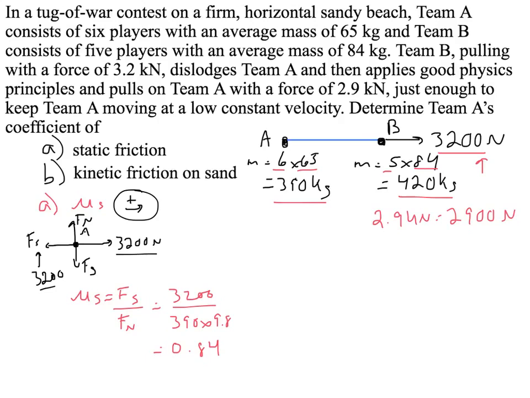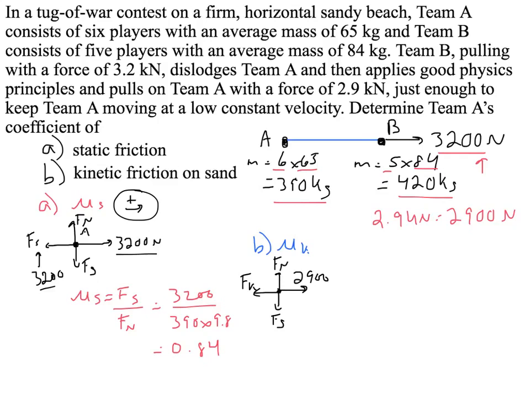Now in B it says kinetic friction. I'll draw B right here. So now we're looking for mu k. Now we can redraw our free body diagram. Everything's going to be the same, except we are now going to have a force of 2,900 newtons going that way. We're going to have kinetic friction going that way, same Fg that way, and same Fn going that way.